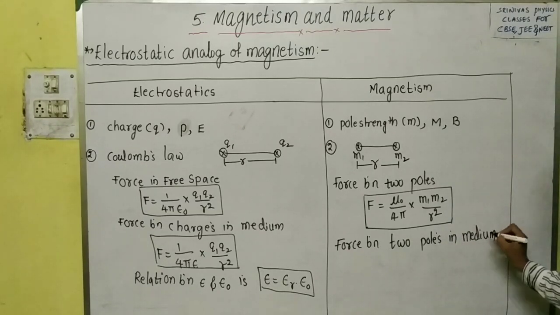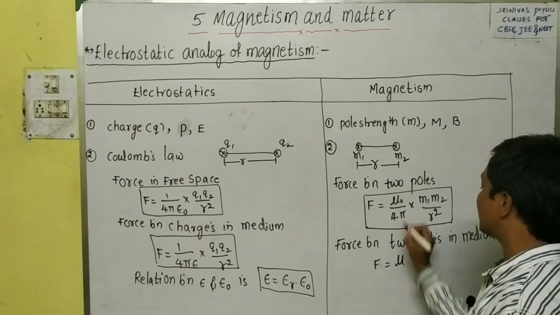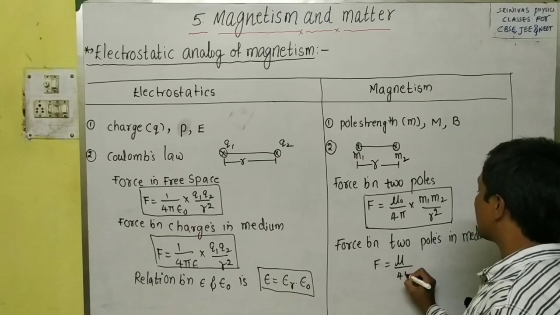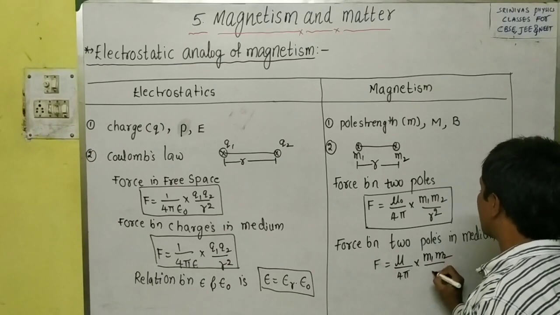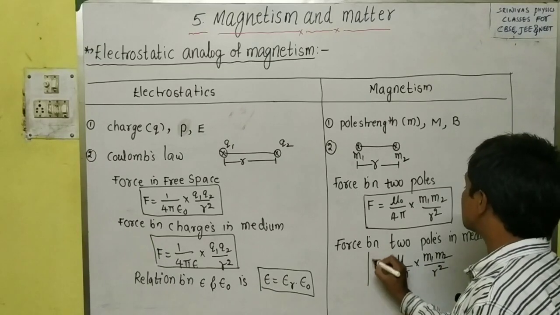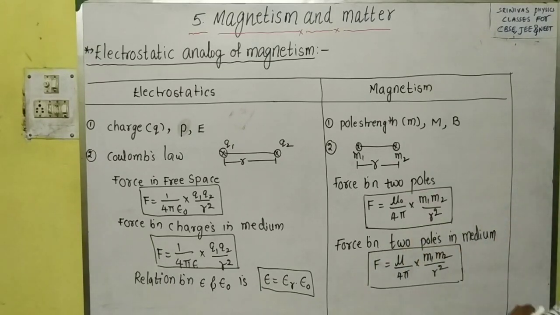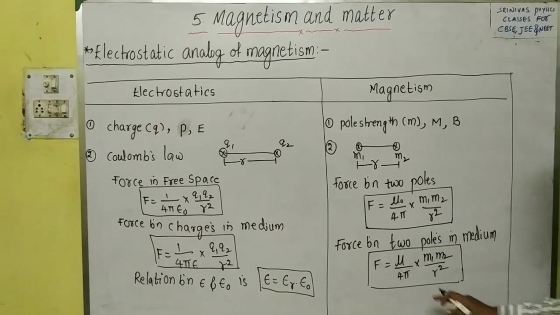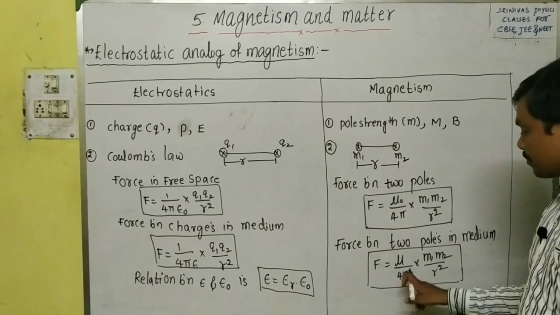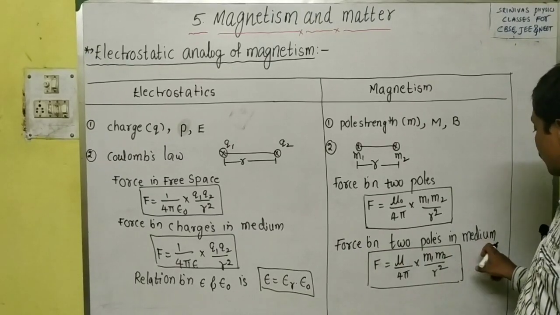How do we write the force in a medium? The force in a medium we write as, instead of mu naught we write mu, where mu by 4 pi into m1 m2 by r square. What is mu naught in this? Mu naught is the permeability of free space. Its value is 4 pi into 10 to the power of minus 7. Mu is the permeability of the medium. This is the force between two poles in a medium.